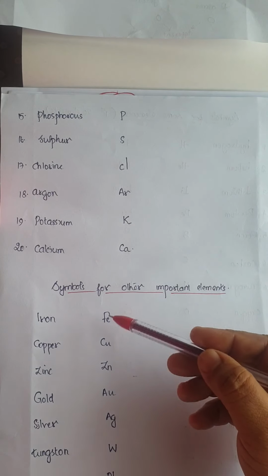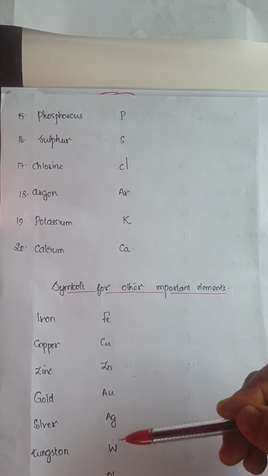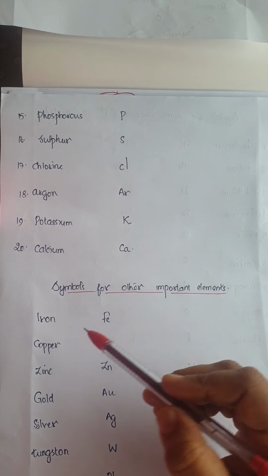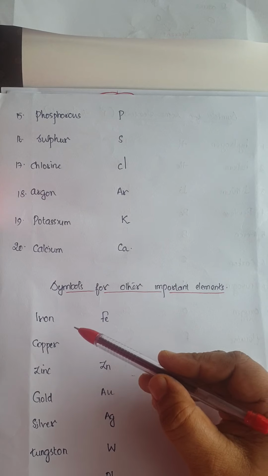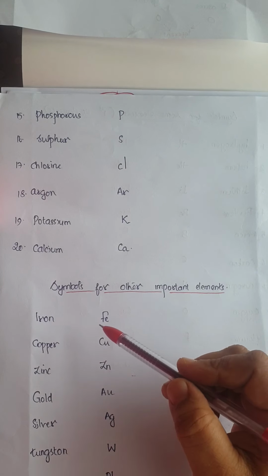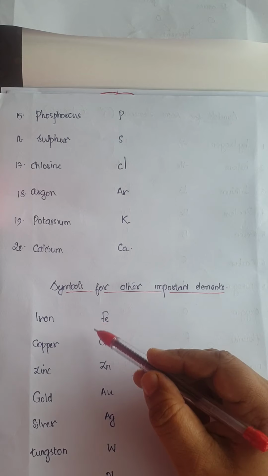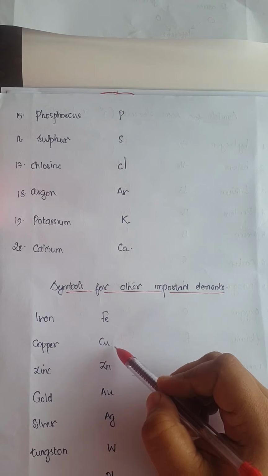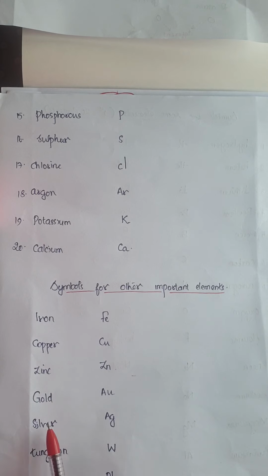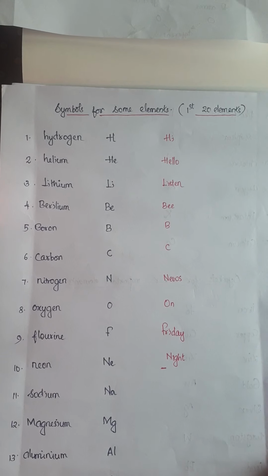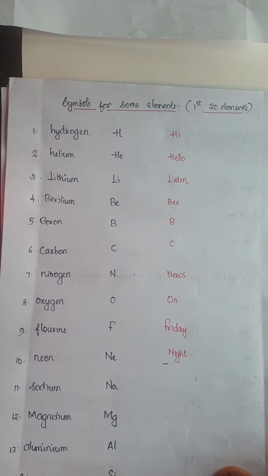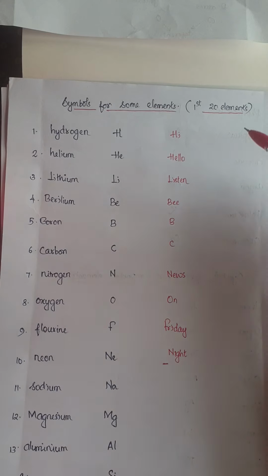These are some other important elements, children. You should know these names also. Iron: I already told you that the symbol for iron is taken from its Latin name ferrum, so the symbol is Fe. Copper, Cu. Zinc, Zn. Gold, Au. Silver, Ag. Tungsten, W. Lead, Pb. Iodine, I. These names you should copy in your notebook.